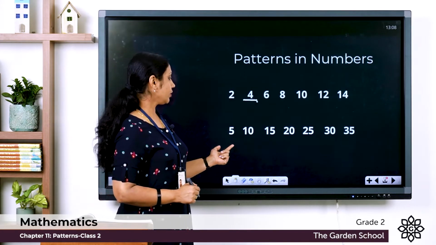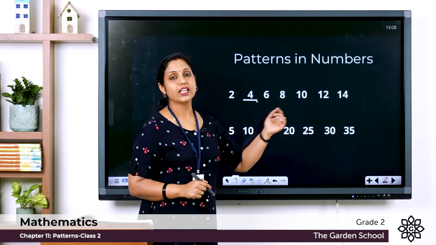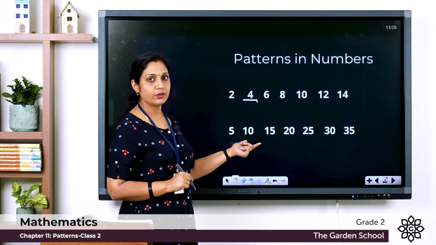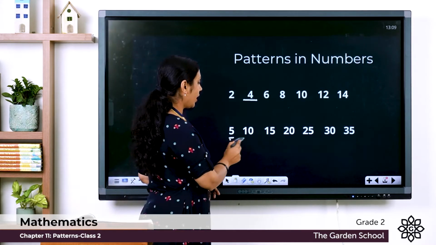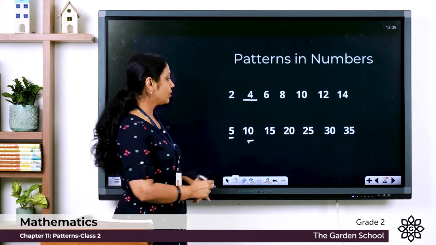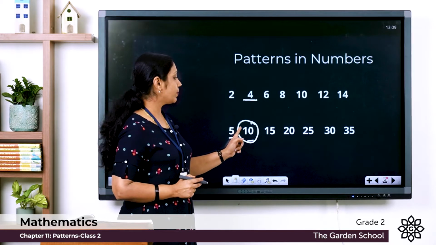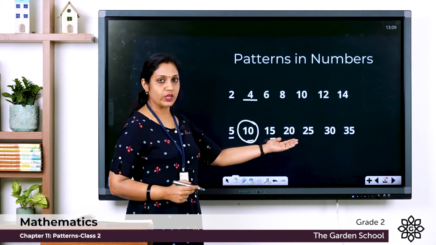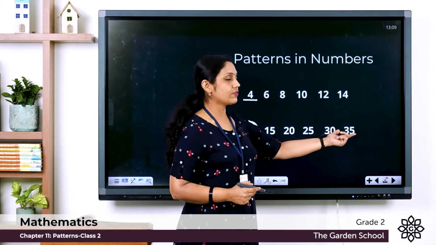We have 5, 10, 15, 20, 25, 30, 35. Let's look at the first two numbers. We have 5 and 10 here. We have to find out by how much these numbers are increasing. When we take 5 and 10, we see 5 plus 5 is equal to 10. Now we have to see when we add 5 to this 10, whether we get the next number or not. So 10 plus 5 is 15. Yes, we have got the number 15. So 15 plus 5 is 20. 20 plus 5 is 25. 25 plus 5 is 30. 30 plus 5 is 35.